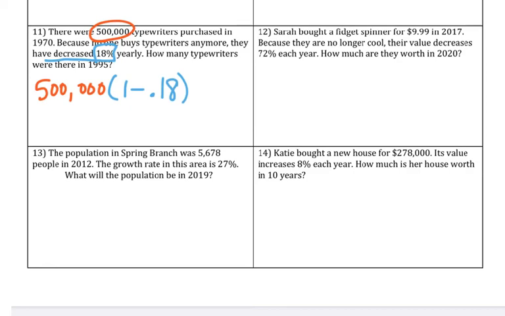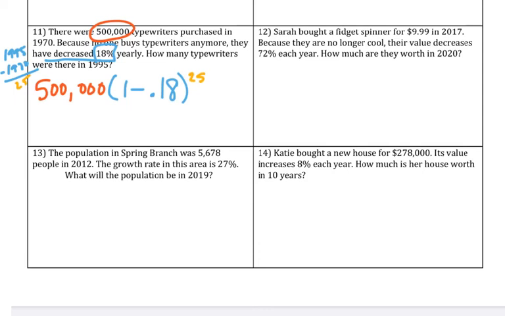So I have 1995 minus 1970. That's how I can figure out the years, and that answer is that 25 years have passed. So it's raised to the 25th. Okay, initial value, raised to the 25. So now I type that in: 500,000 times 1 minus 0.18, raised to the 25th.